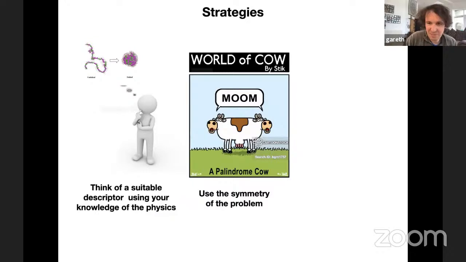The second method that you can use, which is sort of related to that first one, is to think about the symmetry of the problem. Okay, so this is particularly important if you're studying something like nucleation of a solid. You know that all the atoms are equivalent, so your CV should somehow incorporate that symmetry information within it.